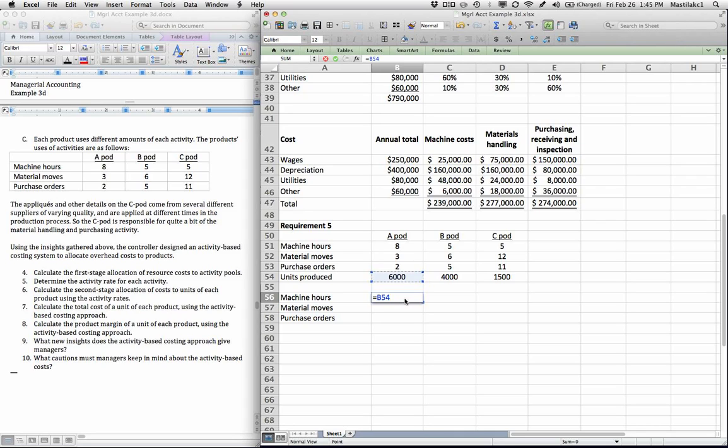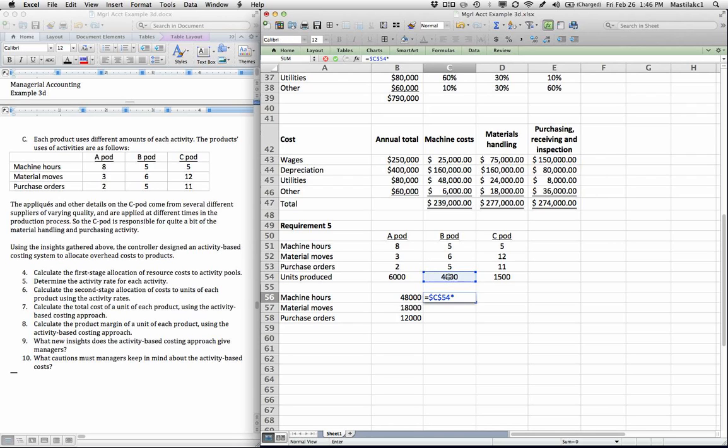So for the A pod, we make 6,000 units, and each unit uses 8 machine hours. We're going to use a total of 48,000 machine hours. We're going to use 6,000 times 3, or 18,000 material moves, and 6,000 times 2, or 12,000 purchase orders.